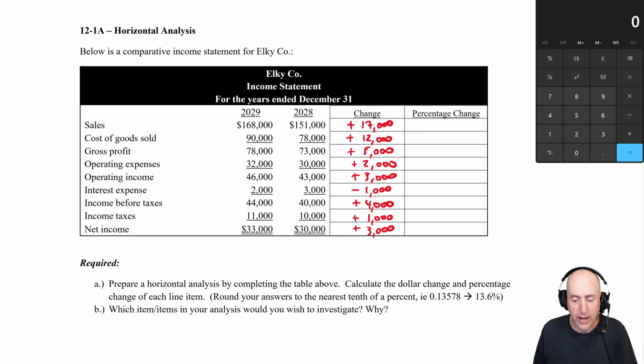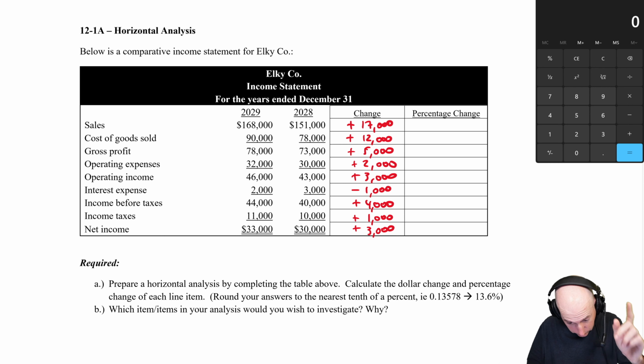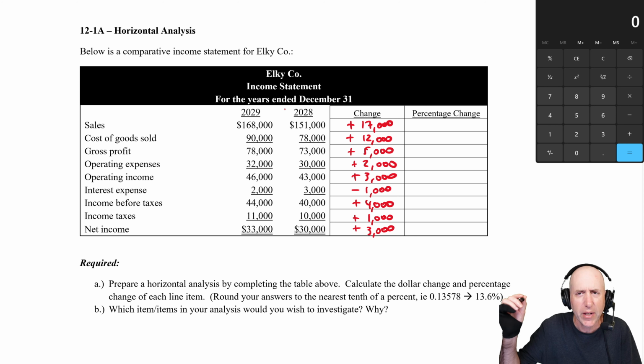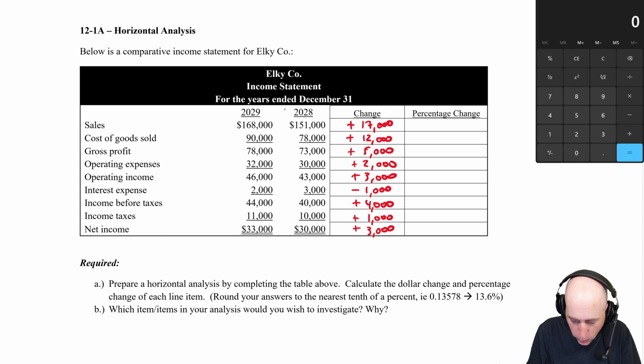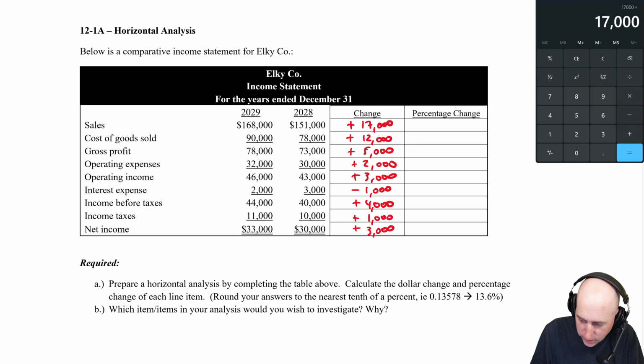Okay, so that's the change, and the change doesn't mean that much. Probably if you're running the company, you're a manager, actually those numbers might mean something to you. To me as an outsider, sales are plus 17,000 doesn't mean much. However, percentage change means more. So to get percentage change, you just take the change, the difference between the 2 years, and divide by the earlier year. So for example, the change of 17,000, I'm going to divide by 151.